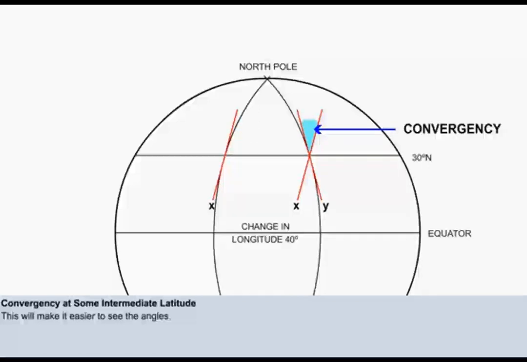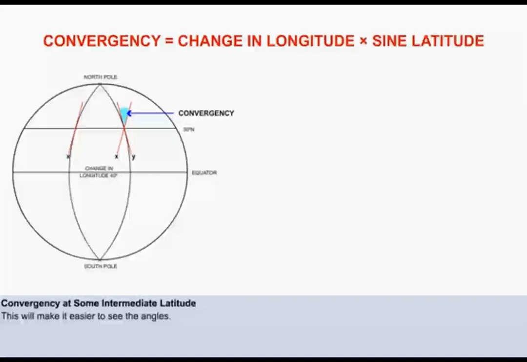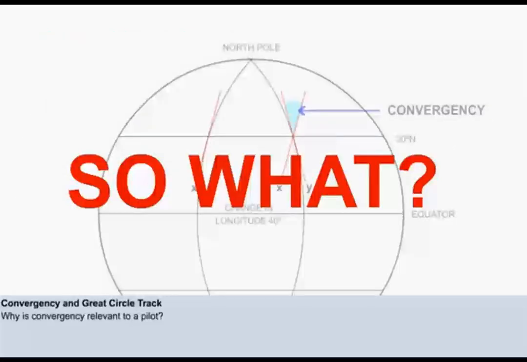The equation is convergency equals change in longitude times the sine of the latitude. Substitute in what you know. The change of longitude is 40 degrees. The latitude is 30 north. And the sine of 30 degrees is 0.5. So the convergency in this example is 20 degrees. We now have a formula for calculating convergency.